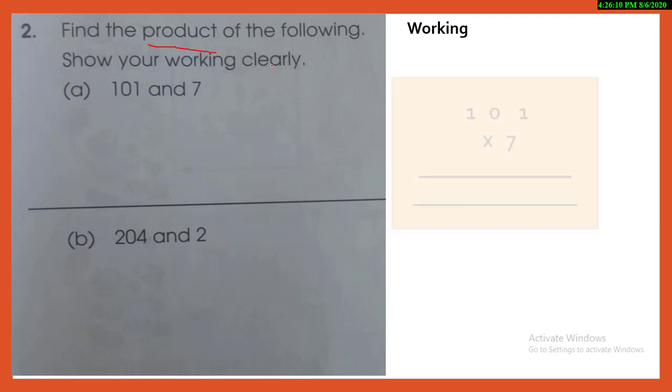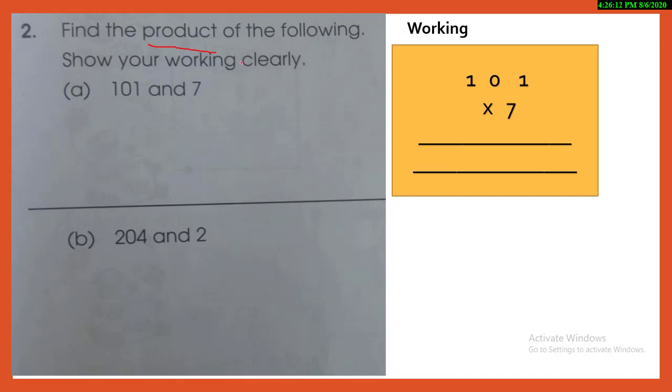So let's start. Now you are going to write down 101 in your working column. Then you're going to write down 7 at the bottom's place, and don't forget to mention the multiplication sign. After writing this question in this style, now let's start multiplying it. Should I start from hundreds place? No, we will always start our multiplication from the ones place.